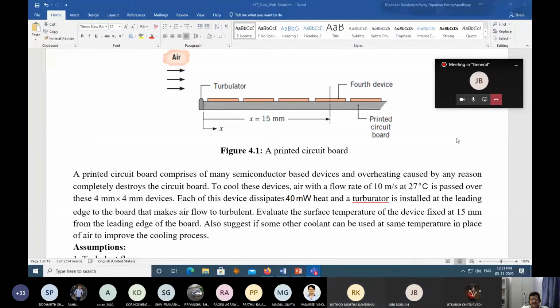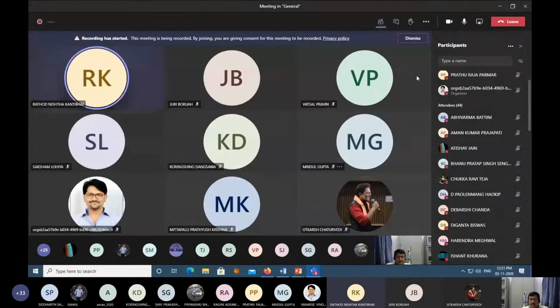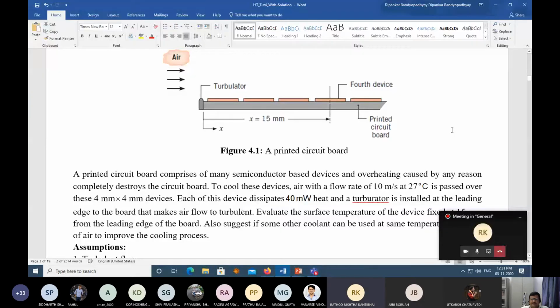Next is Nishtha. Can you please read this one for me? Problem 2. Are you there, Nishtha? Yes, sir. Yes. Can you please read it for me?